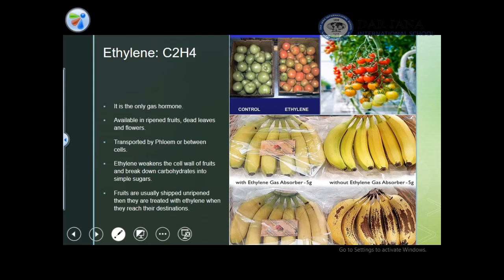Now we have another example of how we use ethylene. Whenever we ship fruits, or we import and export fruits between different countries, we actually ship them as unripened fruits, and whenever they reach the destination country, they are placed in a room and treated by ethylene in order to make mature fruits.